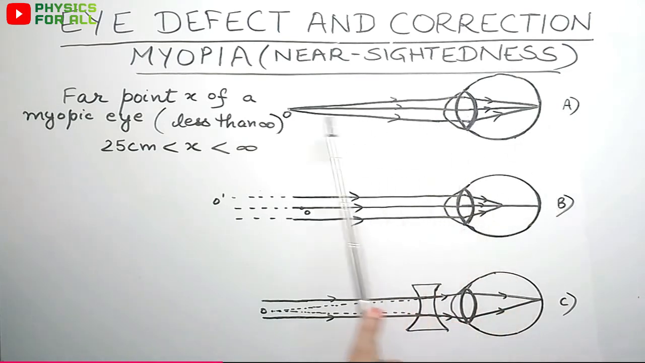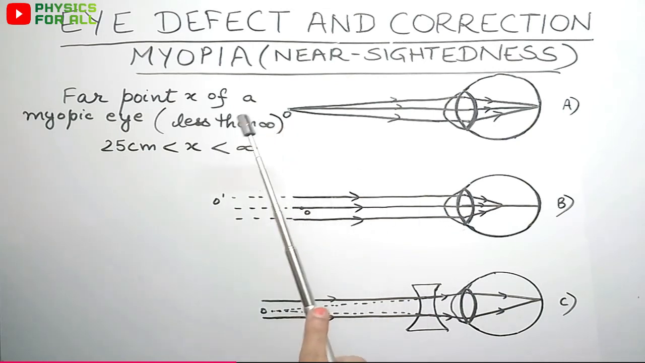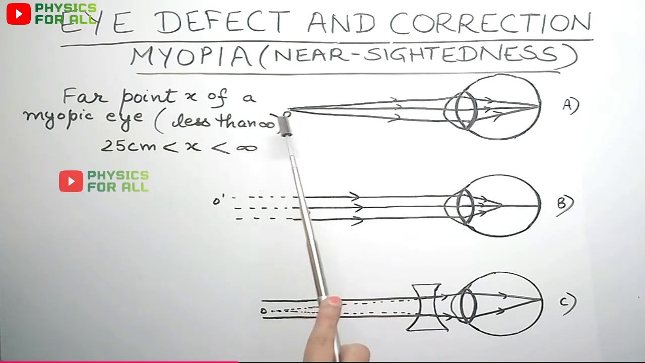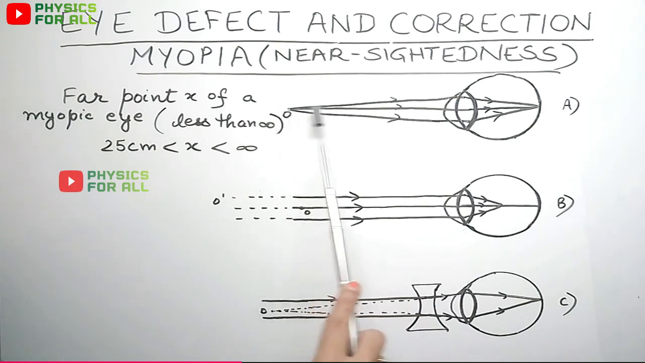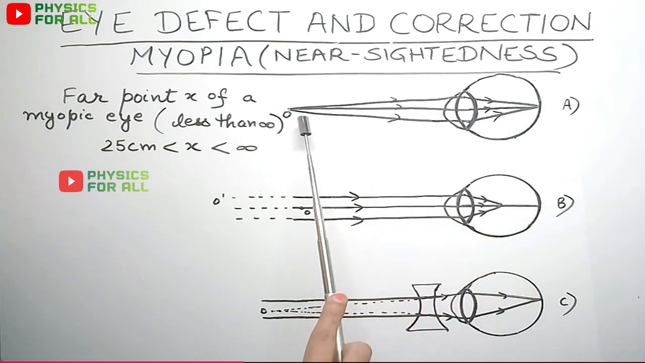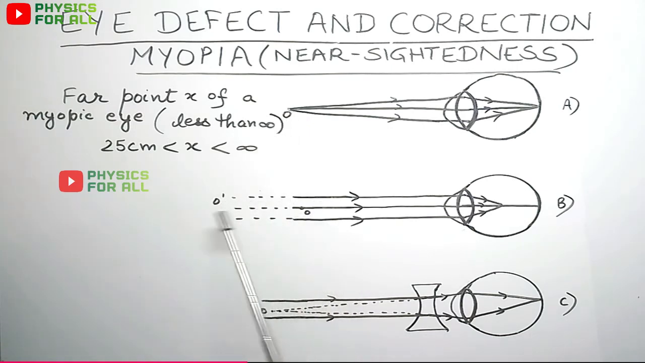But here, this far point is some fixed distance which is less than infinity. So basically the person can see objects clearly up to some far distance, but which is not infinite. So if objects are brought up to that distance, then the person has no problem in seeing the objects. But then what actually happens if light is coming from rays which are at infinity?